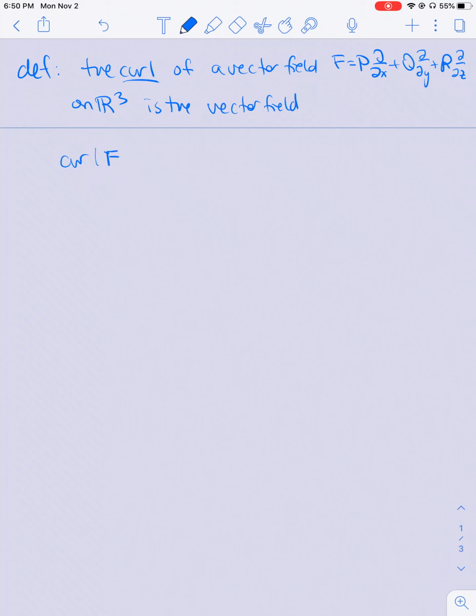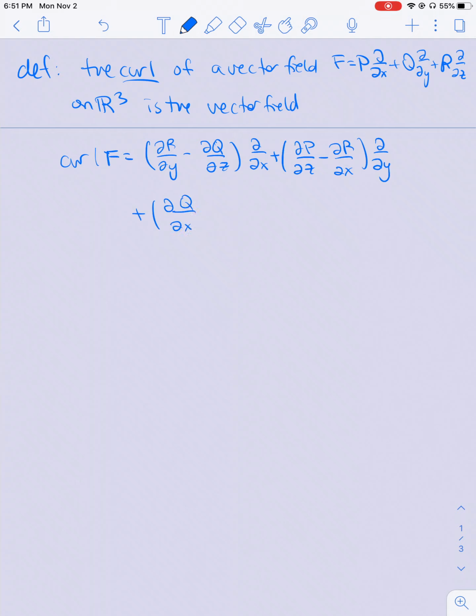curl f, and I'm just going to write down how you can define it in coordinates. So this is dr dy minus dq dz, d by dx, plus dp dz minus dr dx, d by dy, plus dq dx minus dp dy, d by dz. So it's some way of getting a vector field from another one.